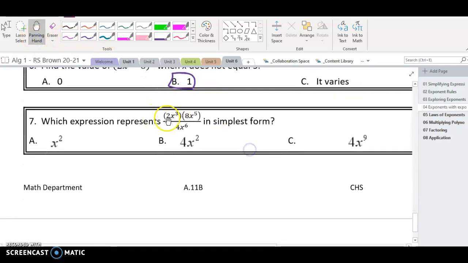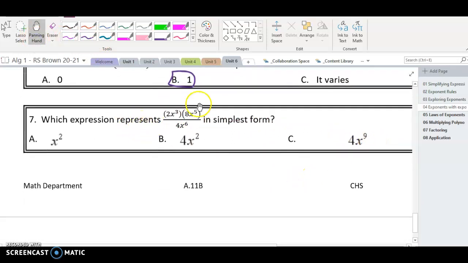All right, so number 7. Which expression represents this in simplest form? All right, so let's take care of what's on the top first. We have 2 times 8. 2 times 8 is 16. Okay, and then we have x to the 3rd times x to the 5th. So we have the same base, all right? So we have 16 x to the 3rd plus the 5th on the top. On the bottom, we have 4 x to the 6th, right?